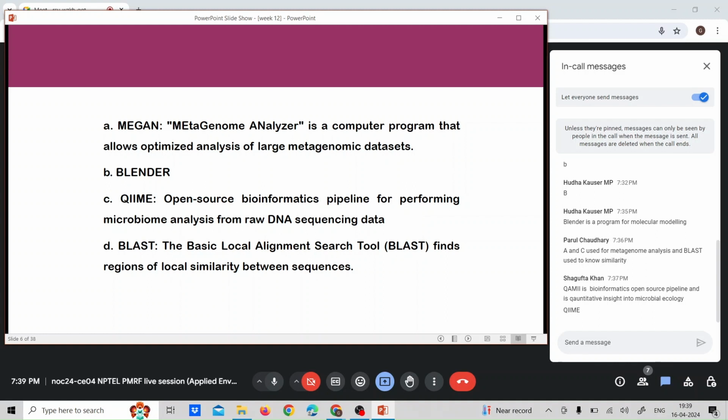Blender in that case is used for molecular modeling, yes, but it's not very confined to biology alone. It's a 3D modeling software. So we prepare illustrations and all for our works, right? If you want to prepare these illustrations in a 3D way, you can use this software called Blender. So it's not a bioinformatics software. It's 3D and animation software. You can use it for any purpose.